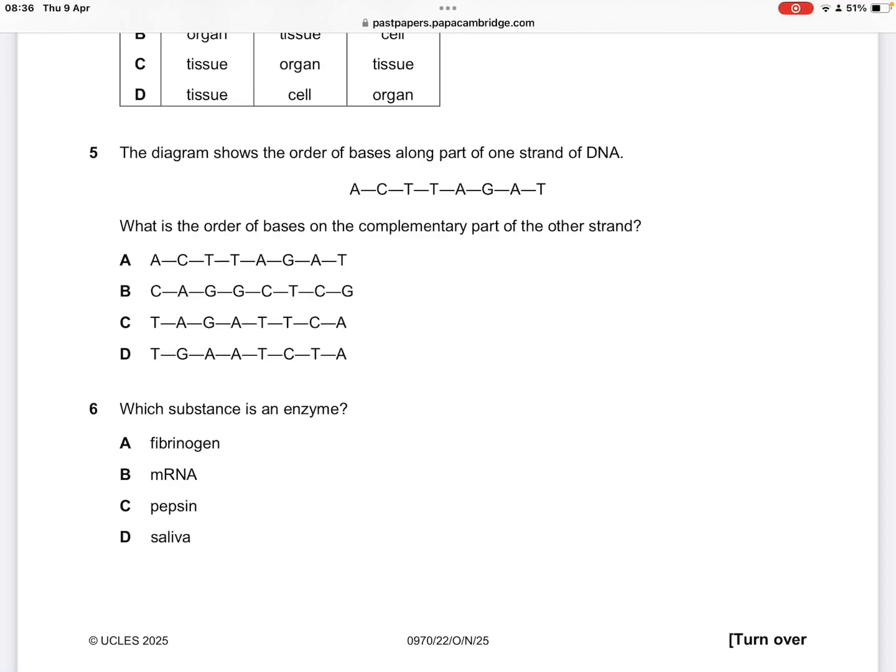Now, if we look at our options, there's only actually one strand given that has T and G at the start, and that's letter D. So we know it's D for delta. Okay, option A is just repeating the same strand. Obviously, that's not complementary. So D for delta for question 5.